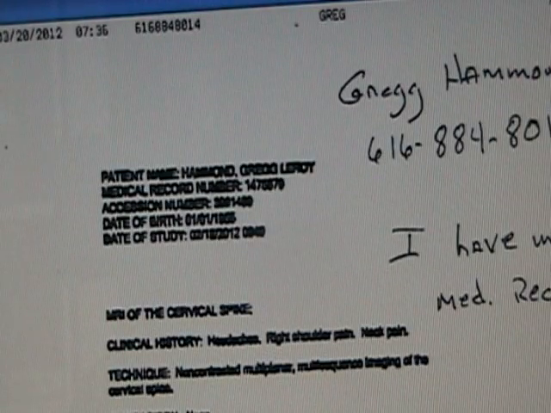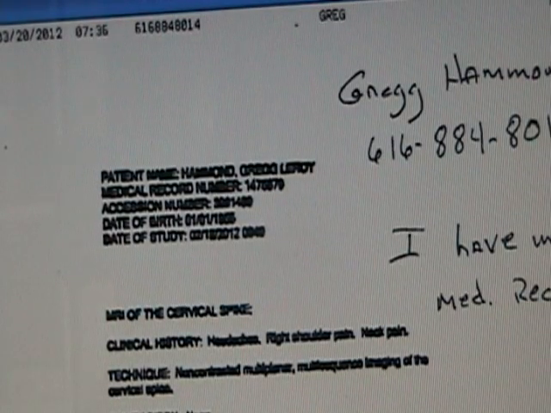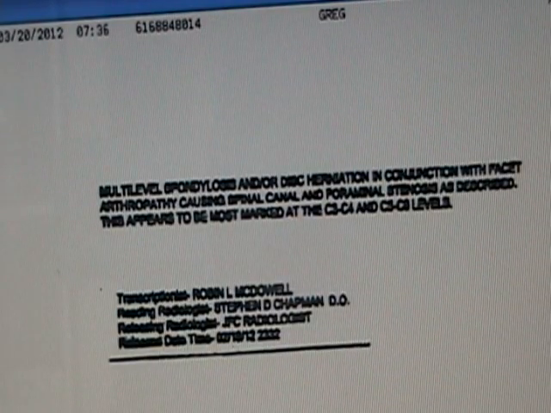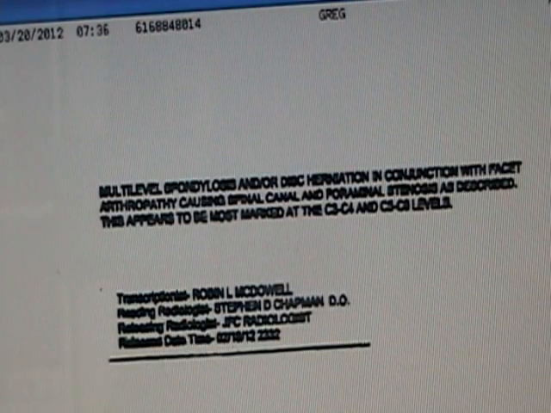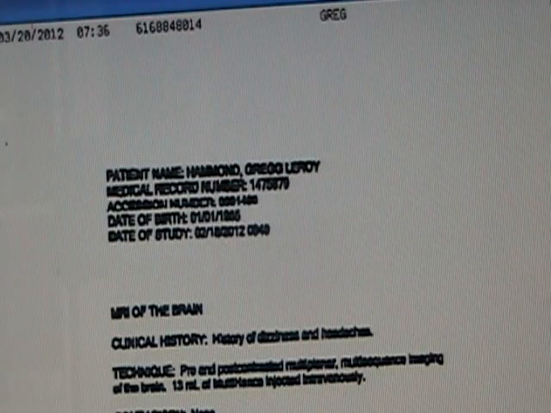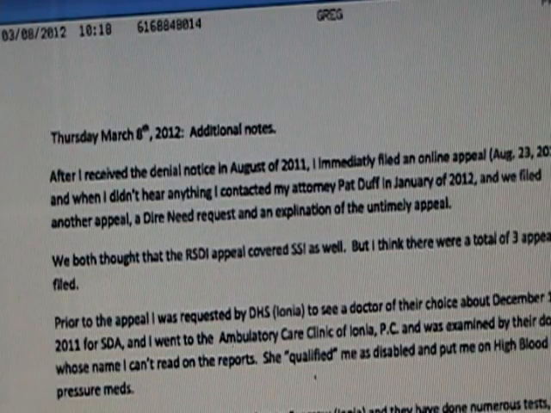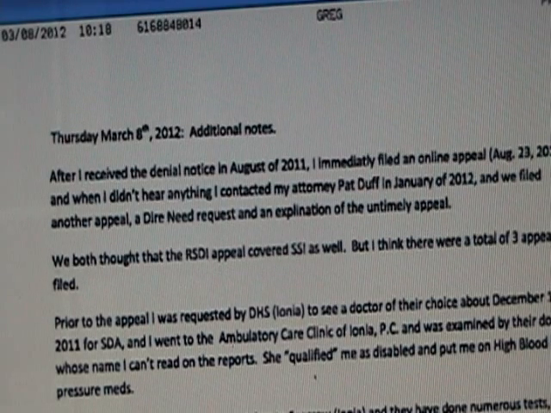This whole decision, oh, here's the actual diagnosis that meets the adult listing of impairments. Here's the other one. I mean, these are all from Sparrow. I have all these records from MSU Spine Center. They sent me down there for.